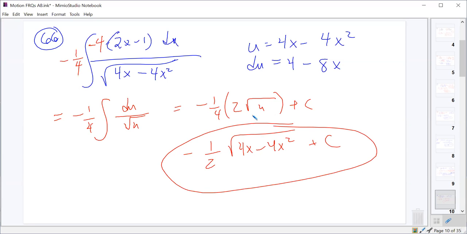Good or no? Hopefully that's an answer choice. It might not be an answer choice. Is it an answer choice? -1/2, yeah. Yeah, it is.